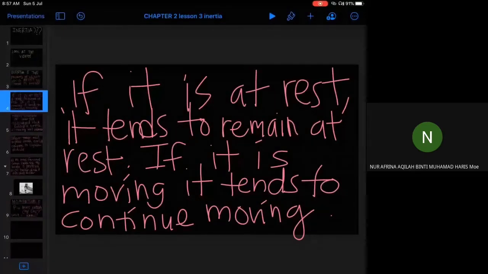air. Lepas tu dia letakkan kertas dekat bawah bika tu, dia tarik kertas tu. Bika tu tak tertarik sekali. You perasan tak tadi ada satu video? Perasan. Okay. So bermakna bika yang berisi air tadi tu dia ada inertia. Inertia tadi apa? Property of the object. Apa? Which resists a change in its motion. Which resists to change its motion.